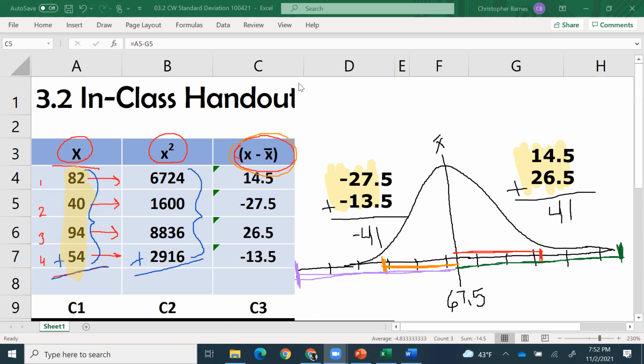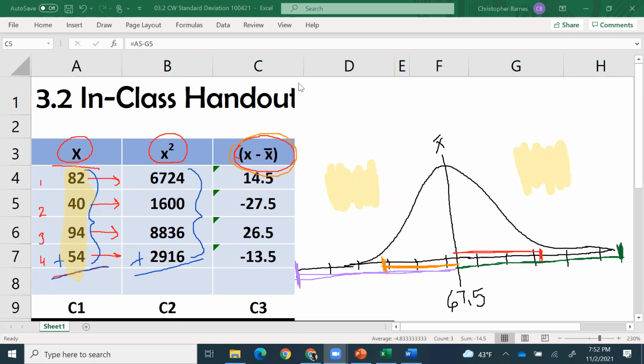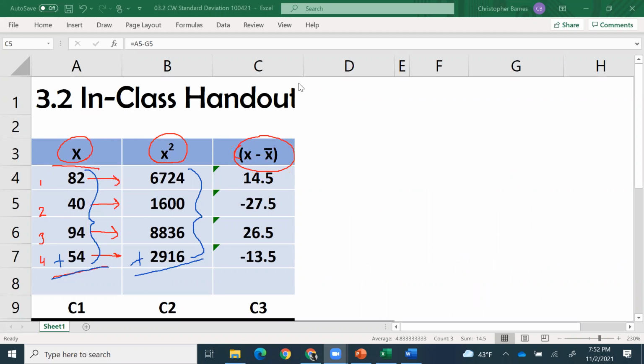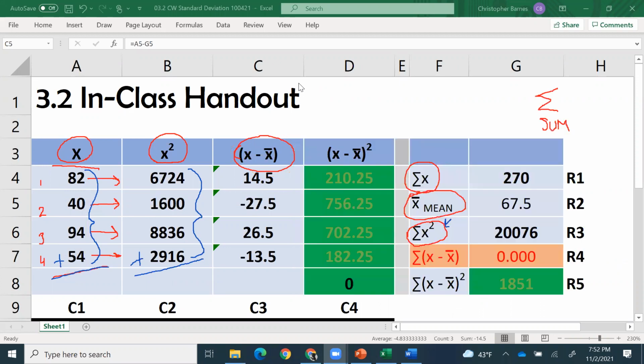Now, if you remember this activity, we talked about how one of the processes that we use to make sure that you're not making a mistake is to look at the sum of the deviations in the problem. We already did that. Now, just like we said before, we need to understand what this is referring to. This is the sum. That's what the sigma refers to. The sum of x minus x bar.